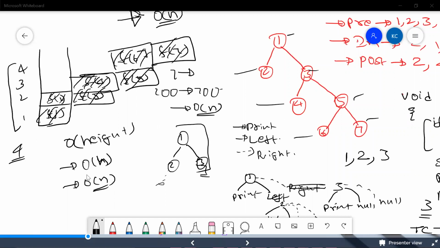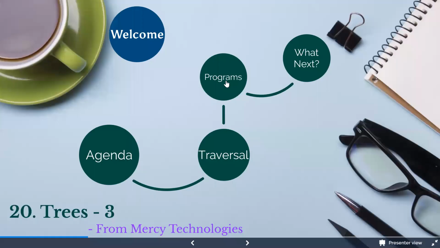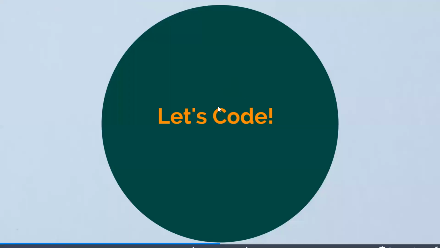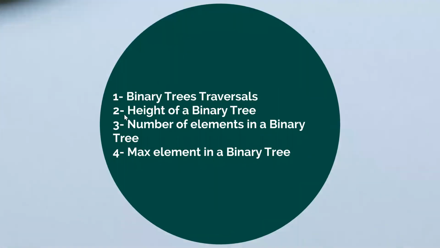Now what I want to say is we will be moving forward in our next part of our agenda. So what is that? Programs. What are the programs that we thought of doing? We have done this first one: height of a binary tree, number of elements in a binary tree, maximum element in a binary tree. Let's start writing code for that.